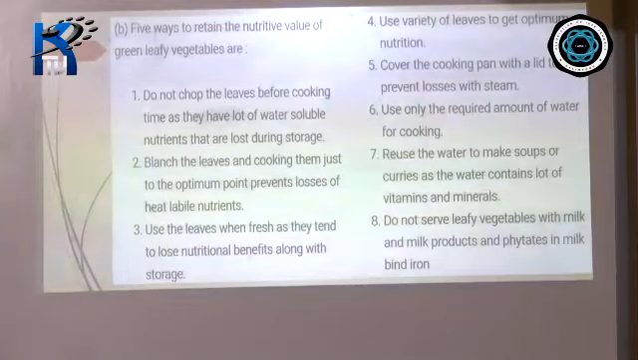Use the leaves when fresh because the nutritional benefits are lost after storage. Use a variety of leaves. Yes, we get a variety of sags in the market for optimum nutrition. Then cover the pan with a lid so that the steam remains inside when we cook the leafy vegetables. And do not use too much water as minerals and vitamins get lost. So only a small amount of water is to be used while cooking green leafy vegetables, and the water remaining after cooking must not be thrown away because it includes a good amount of minerals and vitamins which can be used to make soups, curries, etc. Another point to keep in mind is that leafy vegetables must not be cooked with milk because then the iron content gets spoiled.